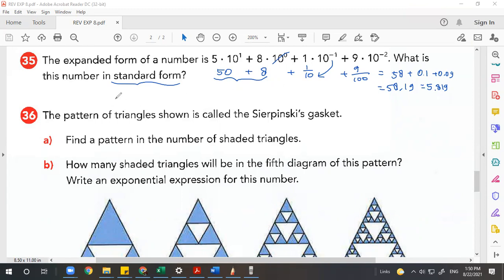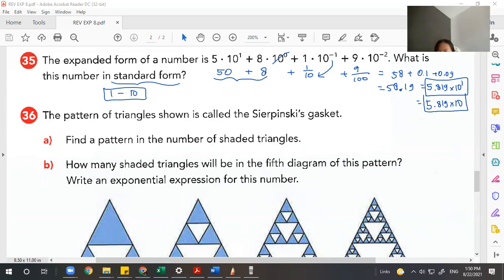So the standard form is always between 1 and 10. In this number, we have 58, so you have to change it into between 1 and 10. So 5.819, right? The point will be moved to the left side, then times by 10 to the power of 1. This will be your answer. Wait, do we have to do the power of 1? No need. You can just ignore the power 1. Thank you, Stacy. You can just write like this.